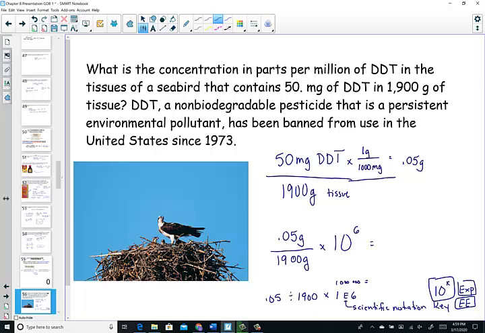And when I do that, my screen reads 26.3. Oh, let's consider sig figs. Looks like we have 2 sig figs there, so we'll say 26 parts per million, ppm for parts per million. Instead of multiplying by 100 for a percentage, we multiplied by 1,000,000 and got parts per million.